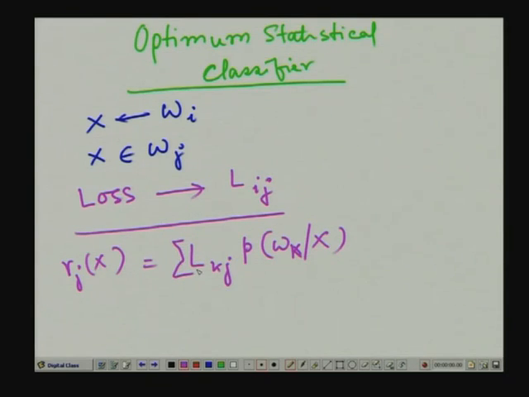So, what is this Lkj? Lkj is the loss incurred for taking a decision that the feature vector belongs to class omega j, now omega k, and we have to take this summation for k equal to 1 to m, that is for all the possible classes. And what is this P omega k given x? P omega k given x is the probability of class omega k given a vector x.